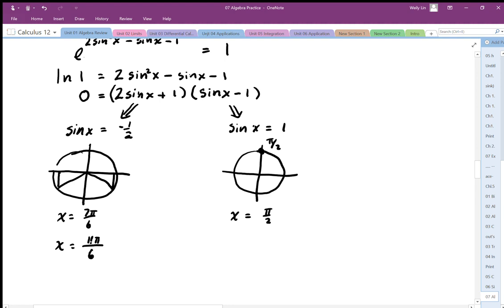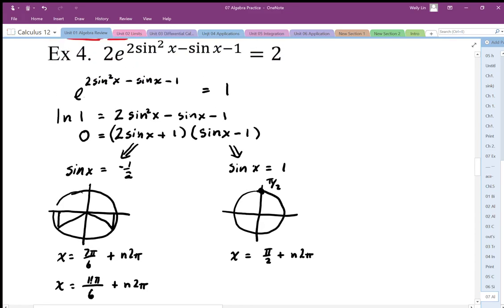Now the period of this is 2 pi, so these are going to repeat themselves, plus 2 pi n, where n is an integer. Okay, so there it is. Those are solutions. So again, we had to solve for the exponent first, and then we can solve for the quadratic here.